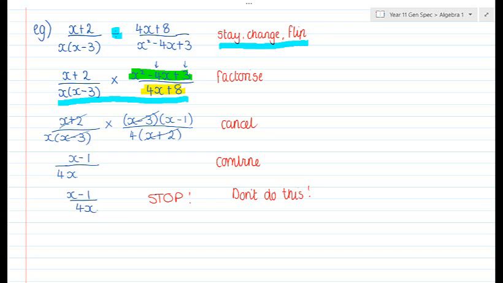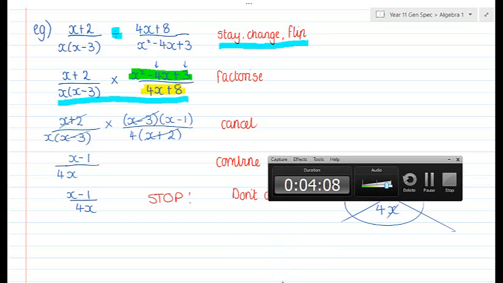Please don't be tempted to do this. I see this a lot. Don't cancel this x with that one. That's not on. We need to take away 1 from the x before we divide it by 4x, and so we can't cancel the x's away. So please don't do this, I'll put a big cross through it. Otherwise, happy practicing and good luck with this section. It's tricky.